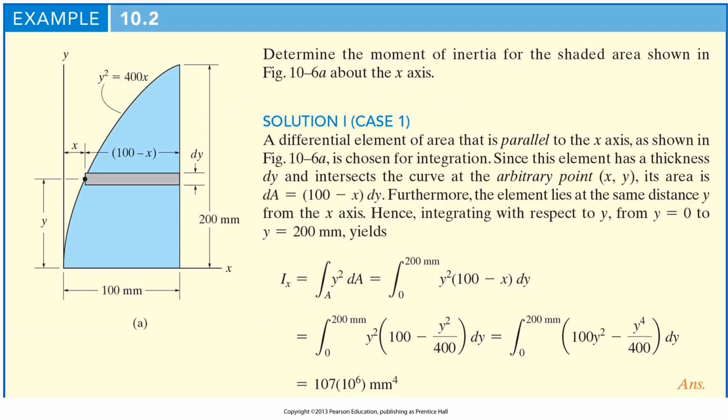Okay, let's look at this case here where we're going to find the moment of inertia, and we have to do the integral. So y squared is 400x. The moment of inertia about the x-axis would be y squared, and we'll integrate it with respect to y.